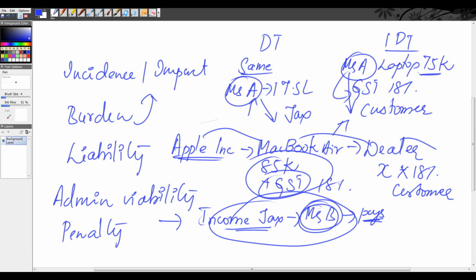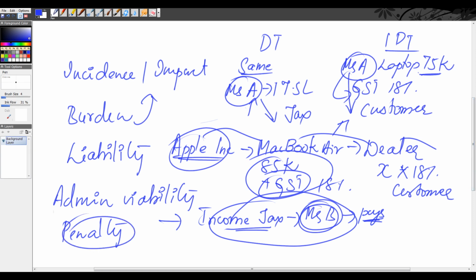Cost of indirect tax collection is very less because it is all automatic, as we saw here, from Apple to dealer to retailer to the ultimate buyer. So in such a case, you do not have to keep a tab on the assessees as much as you are required to in case of direct tax.